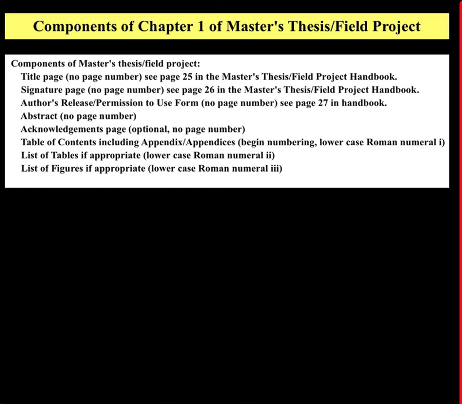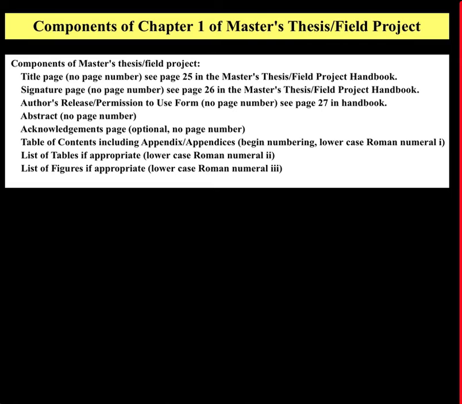Okay, now, the components of your master's thesis or field project, whether you're doing a field project or a thesis, both will have this first part. You'll have a title page with no page number, and look at page 25 in your master's thesis field project handbook, and that's exactly what your title page looks like. You just copy it. So open up a Word document, copy it, and you've got that already done. Second, you'll have a signature page, which will have no page number either. And if you look at page 26 in the handbook, that's exactly what your signature page looks like. Next, you'll have an author's release permission to use form, which will have no page number. And that's on page 27 in your handbook. So you just copy that exactly as it is.